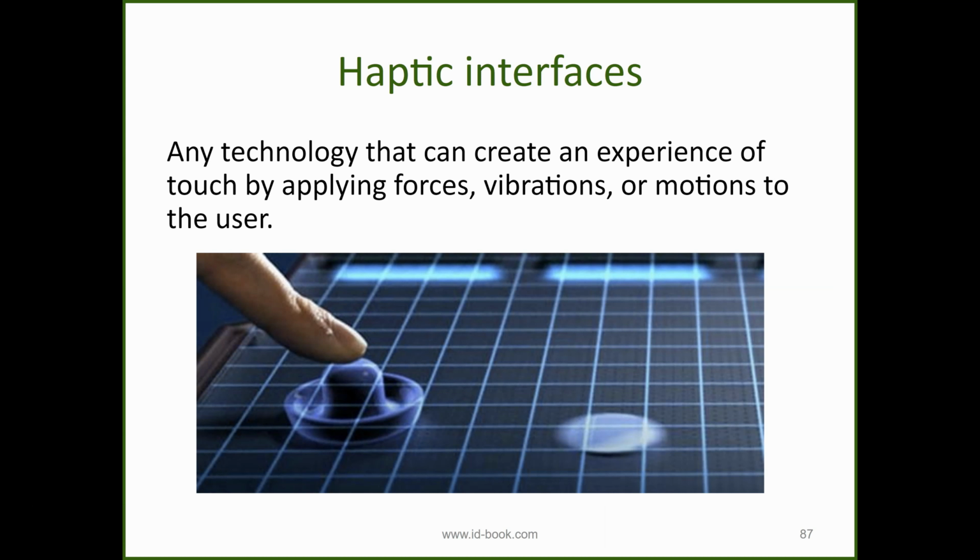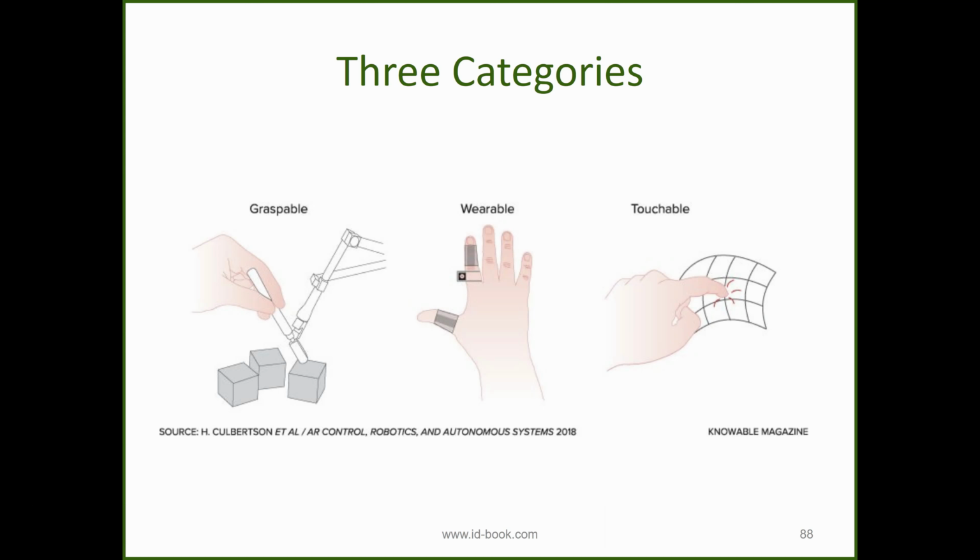Any sort of information received through touch is haptic. Braille could be considered haptic communication, but as it appears in technology, it's generally either tactile or kinesthetic. Haptic interfaces can be grouped into three main types: graspable, wearable, and touchable.